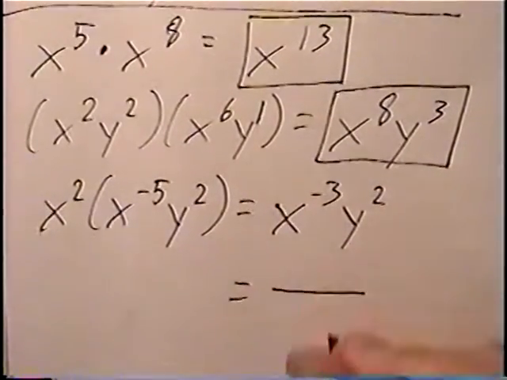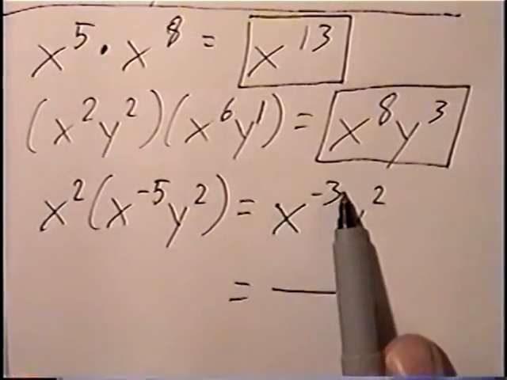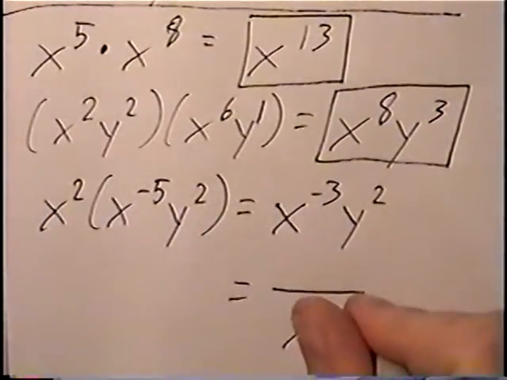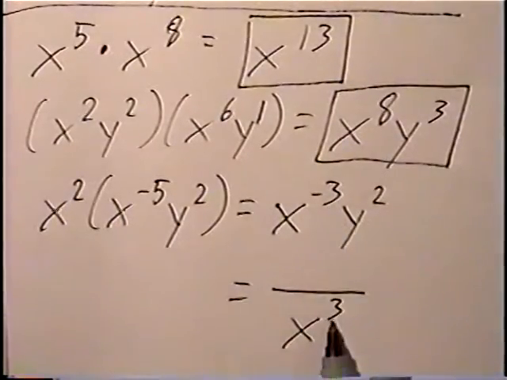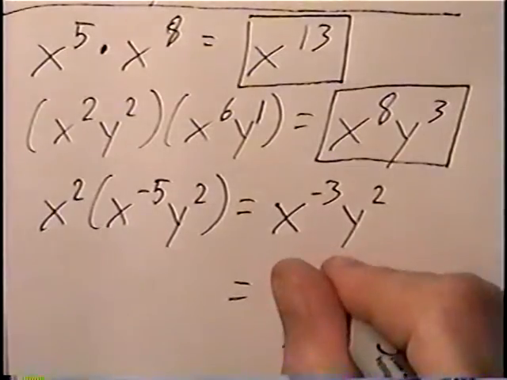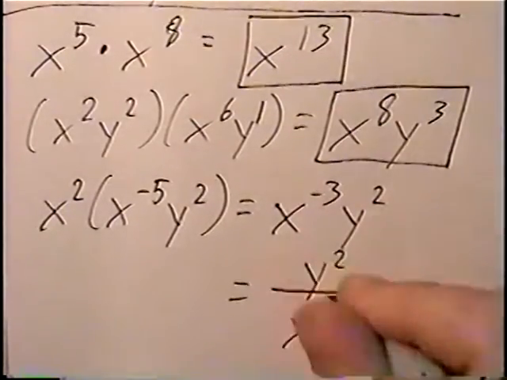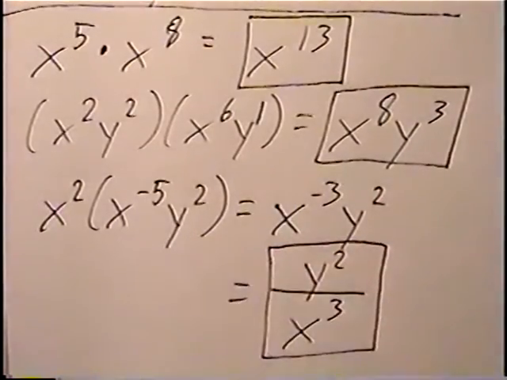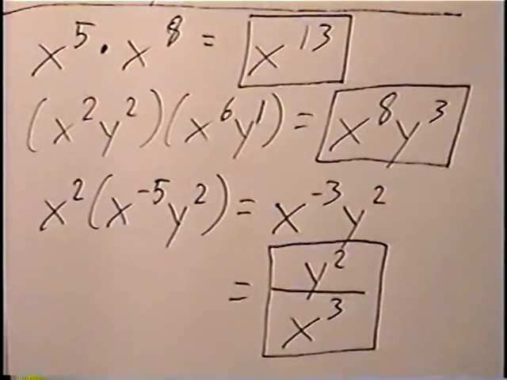Rewriting this as a fraction, x to the negative 3rd power, we can rewrite that on the bottom or denominator of the fraction and change the negative 3 to a positive 3. The y squared, since it's positive, will stay on top of the fraction or the numerator. So our final answer would be y squared over x to the 3rd power.